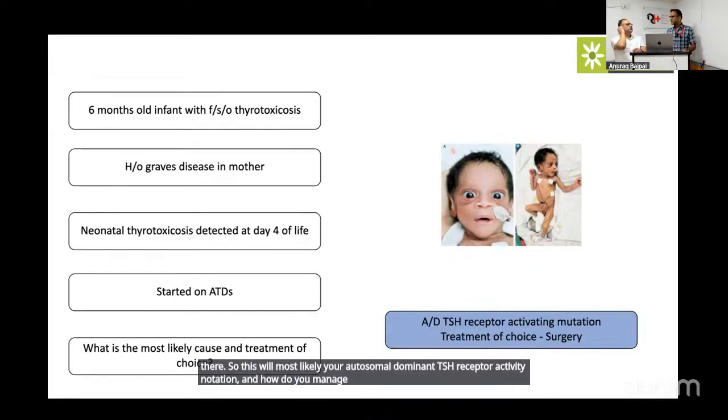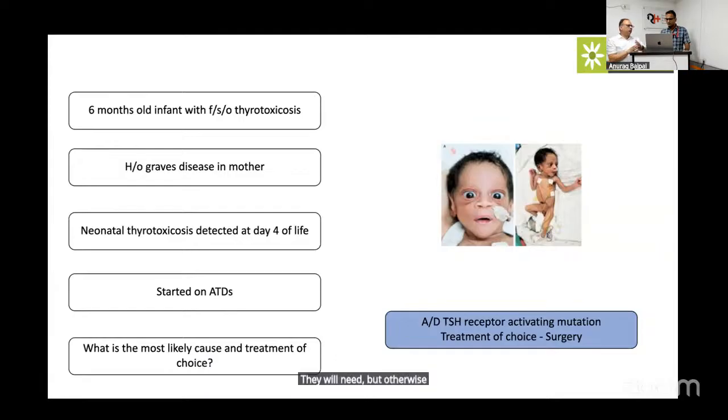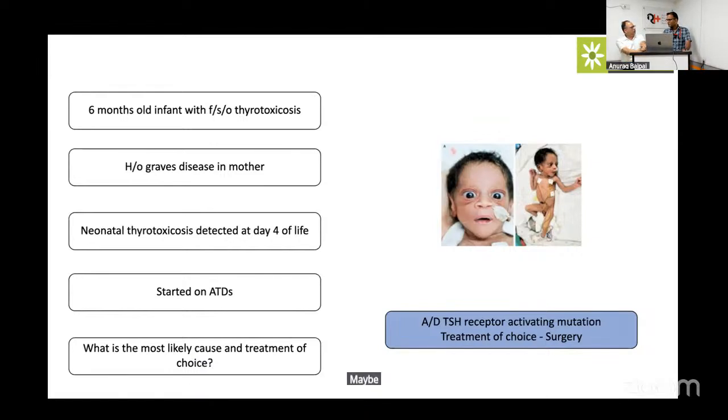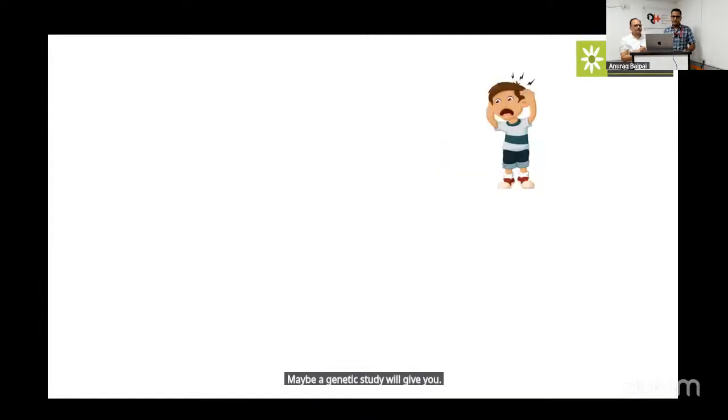The treatment of choice is surgery in this, because otherwise they will need treatment for life. Surgery for both mother and child, both will benefit from surgery in that regard. We can consider antibody, but 6 months is a bit late. We could have done it by 2 or 3 months. In this scenario, maybe a genetic study will give you the answer. Awesome. We'll now move to the next question.